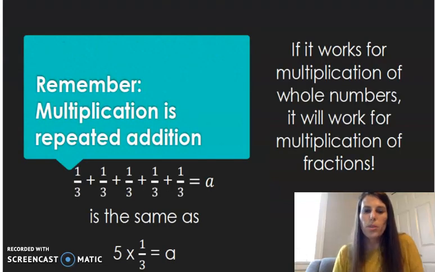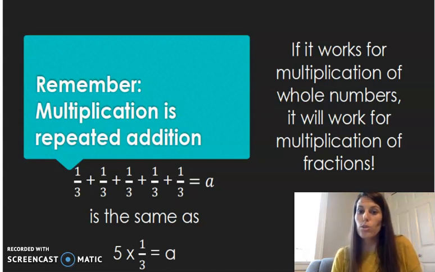When we talk about multiplication, I want you to remember that multiplication is repeated addition. So just like you would do repeated addition for whole number multiplication, we can do the same thing with fractions. So for example, if we had 5 times 1/3, it would be the same as 1/3 plus 1/3 plus 1/3 plus 1/3 plus 1/3. That repeated addition is multiplication.